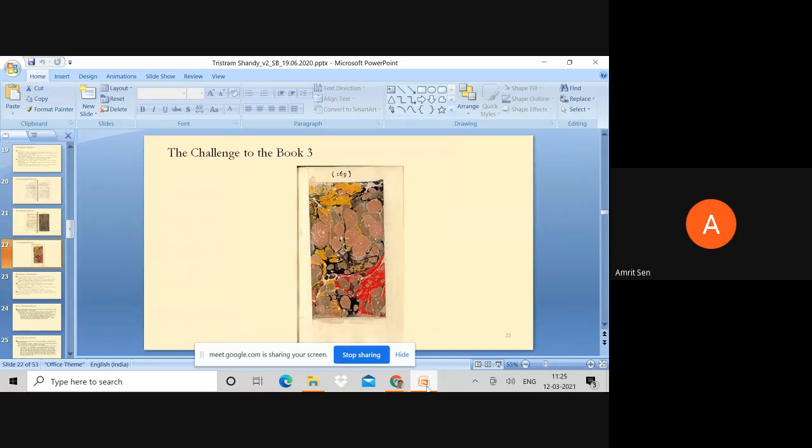This is another example, and this is very interesting. Let me see if I have one more. Well, there was one more page which I should have put in, but I did not. When Sterne is describing Widow Wadman's beauty, instead of a black page, what he puts in is a blank page. Now, why does he do that?